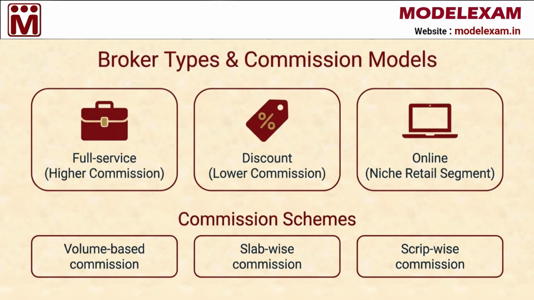Knowing the maximum limits is helpful, but the actual amount you pay often depends on the type of broker you choose. Full service brokers usually charge more because they provide extra research and advice. Discount brokers offer much lower rates, while online brokers focus on everyday retail traders with even lower costs. Many brokers also offer different plans based on how much you trade or specific schemes for different types of contracts.